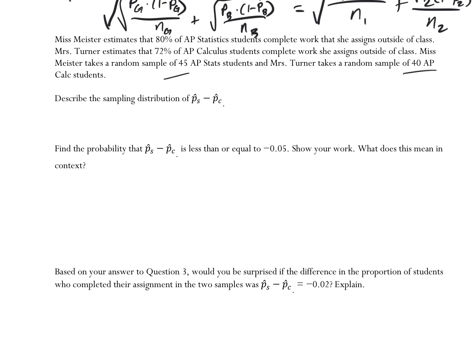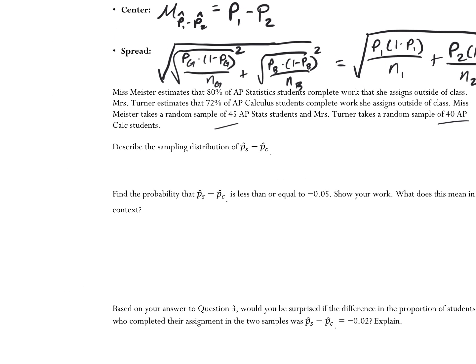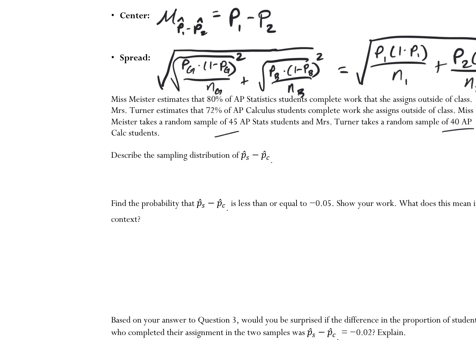Is everybody good? Okay, so before we worry about the description, can we talk through what's the important information here that we want to write down? The 45 students in stats and 40 calc students. So are you cool if I write that as n_S equals 45 and n_C equals 40? What else do we know? So p_S is 0.8, p_C is 0.72.